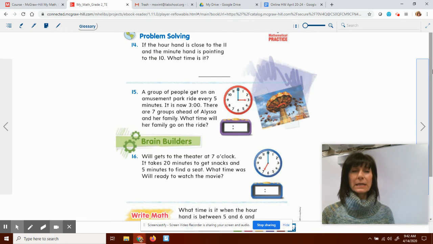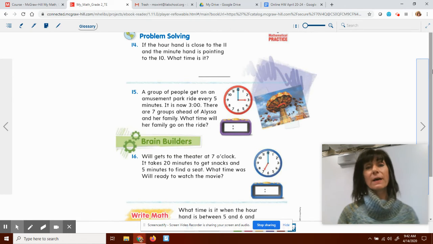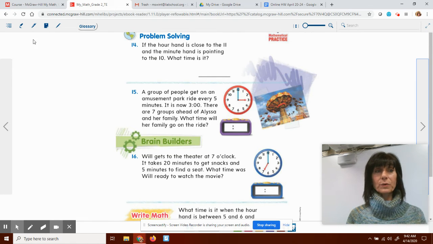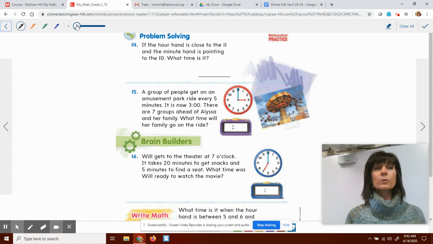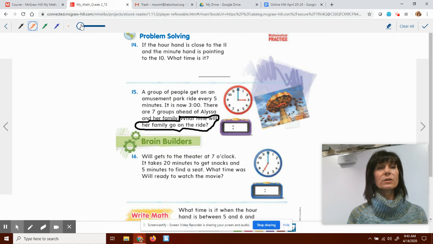Let's look at number 15. A group of people get on an amusement park ride every 5 minutes. It is now 3 o'clock. There are 7 groups ahead of Alyssa and her family. The question that you're trying to solve is, what time will her family ride? Well, the information that I know is this. I know that it is now 3 o'clock. I know the ride goes every 5 minutes. And I know there's 7 groups ahead of Alyssa.